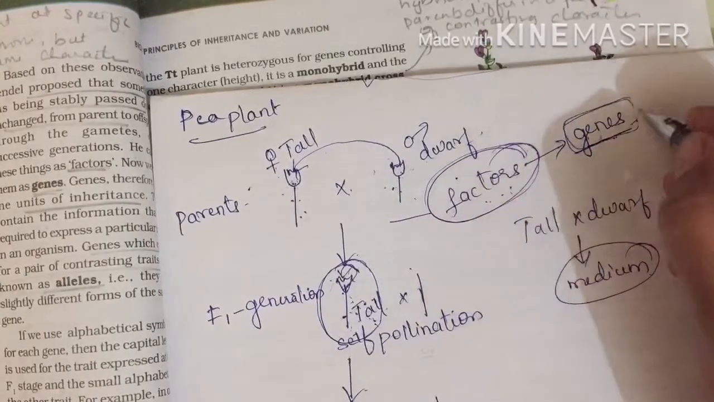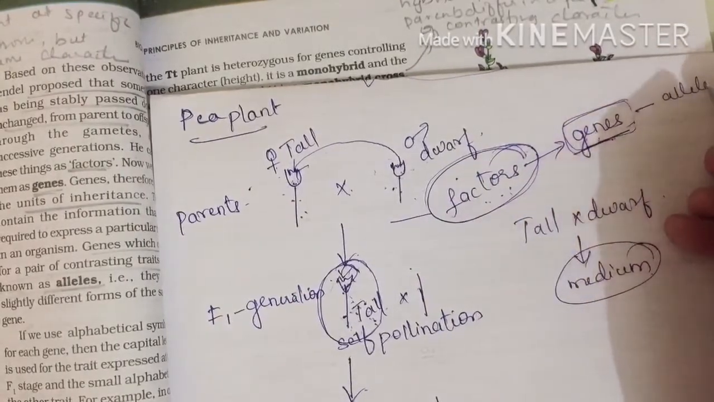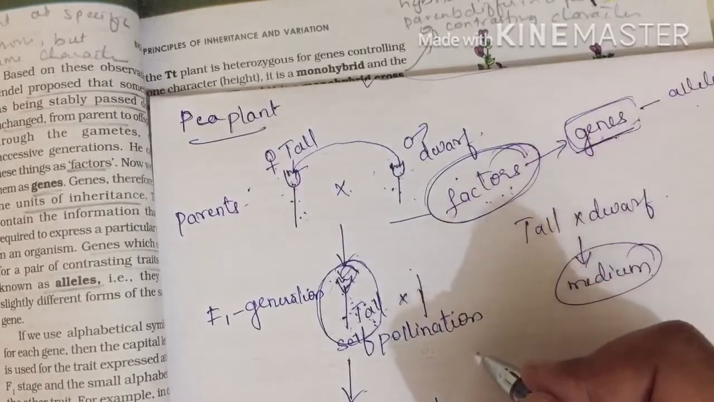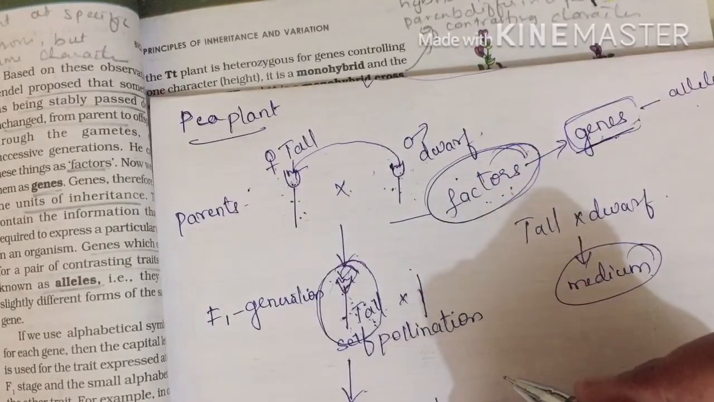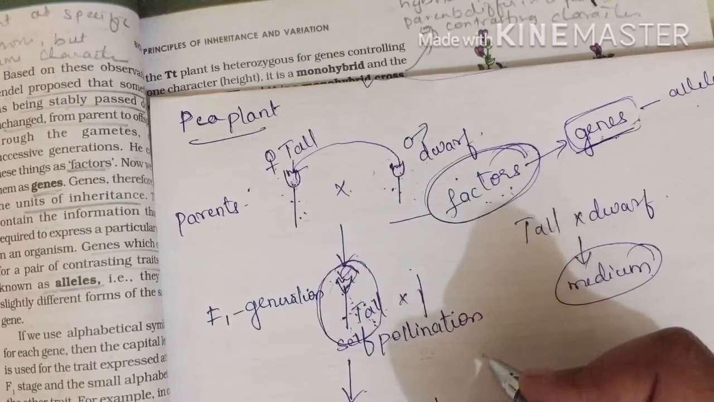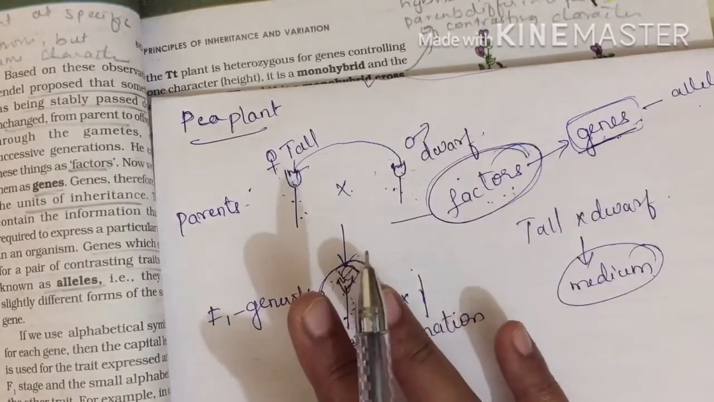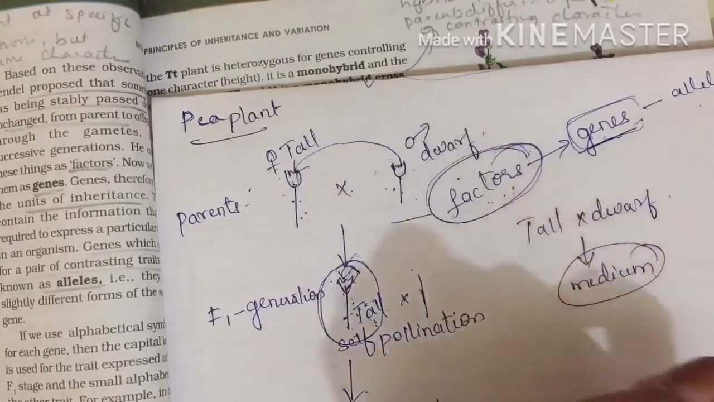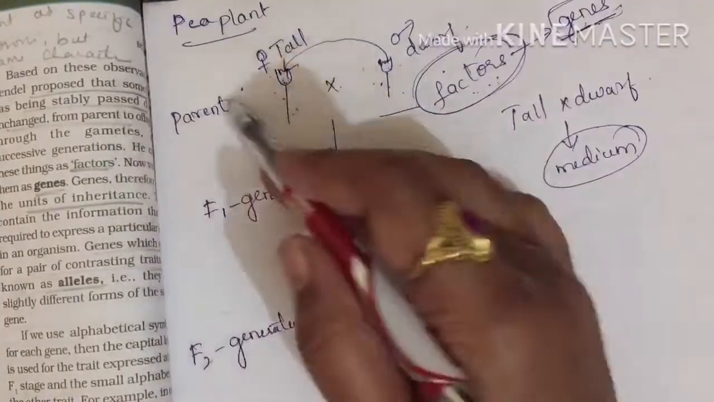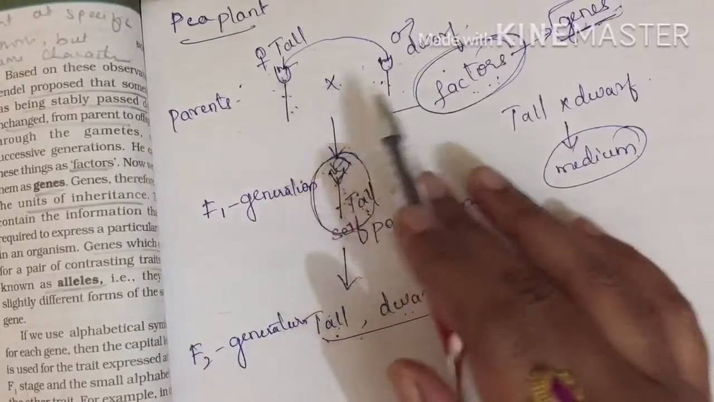Fine. Now this gene consists of what? A pair of alleles, and this pair of alleles sometimes might be similar or sometimes different, as we have discussed about homozygous and heterozygous. What I have discussed till now was just a theoretical explanation of how he did all this.